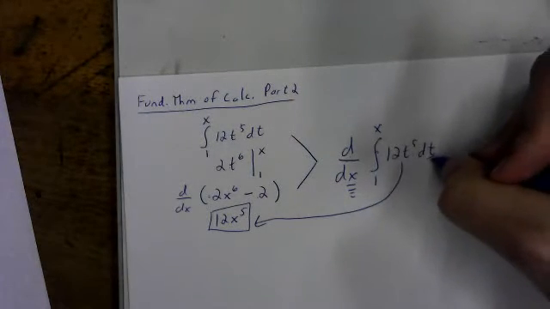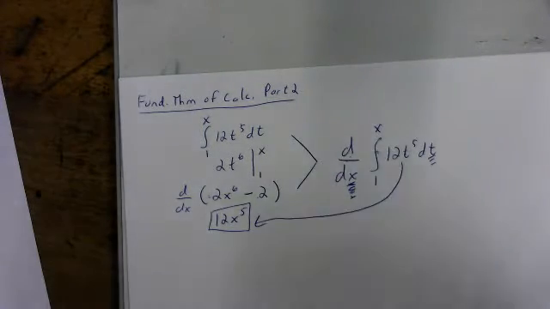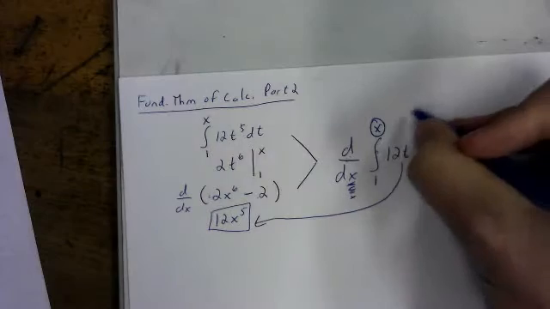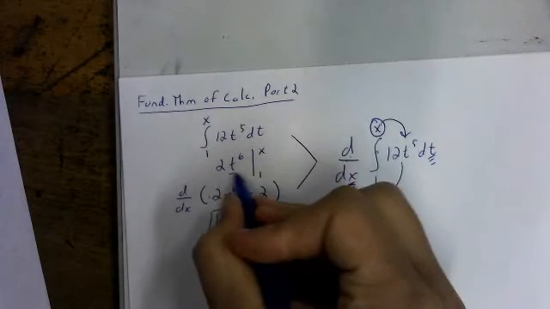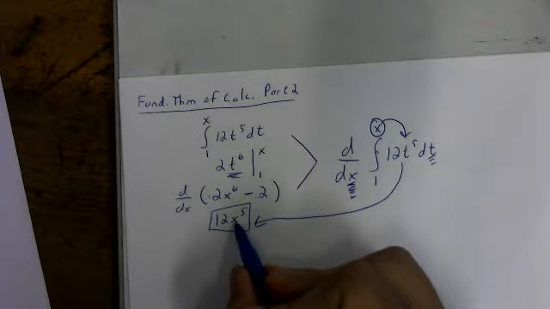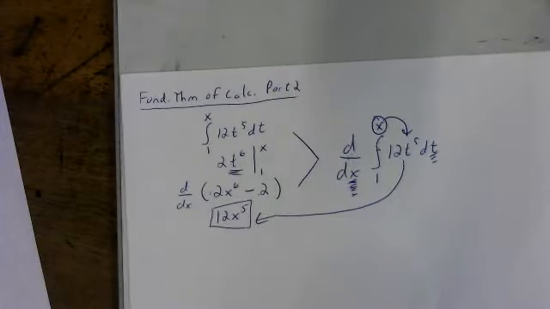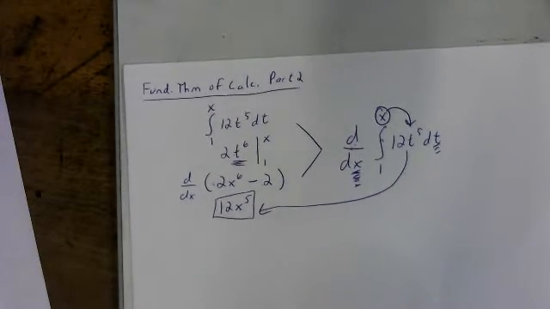This was with respect to t. This is now with respect to x. And the reason that occurs is this top limit gets plugged in on this step here, giving you the x value, and therefore the change in variables. So what the fundamental theorem of calculus part 2 says is the following.